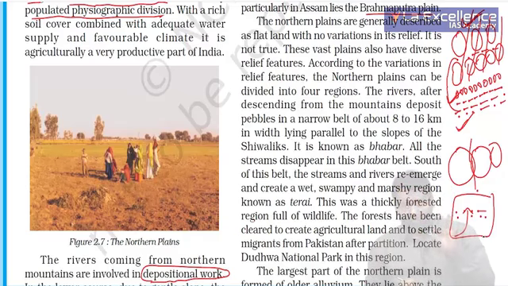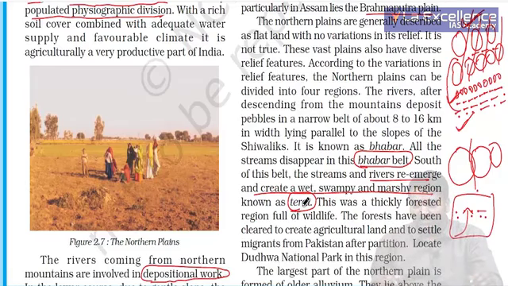So, I am talking about different areas. The first important area is where big boulders are present. This is what I call the Babbar belt, and after this the rivers re-emerge and create a wet, swampy and marshy region where small particles are present, and this is what we call the Terai region.